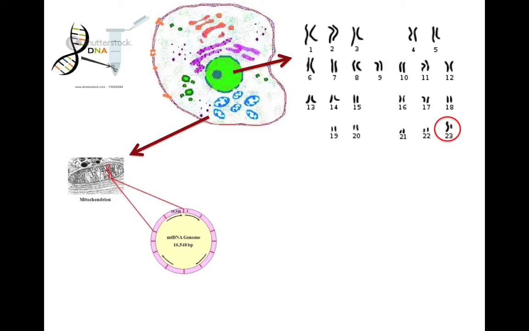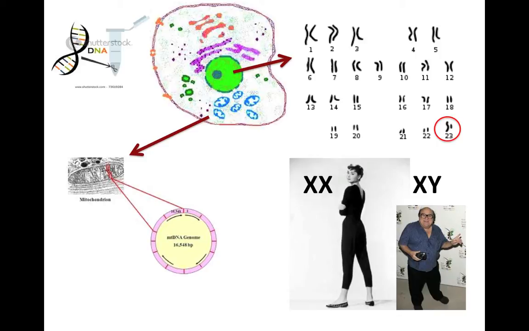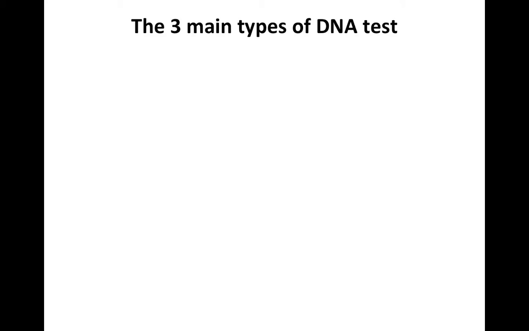Now, the last pair of chromosomes, pair number 23, are known as the sex chromosomes, and these determine whether you're a man or a woman. A woman will get two X chromosomes, a man will get an X and a Y chromosome. So chromosome pair number 23 is either two X chromosomes or an XY pair. And that will be important for when we're looking at trying to determine the surname of your biological father.